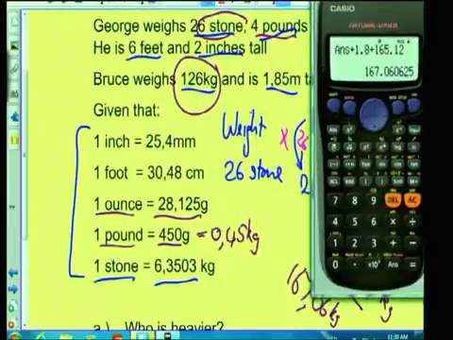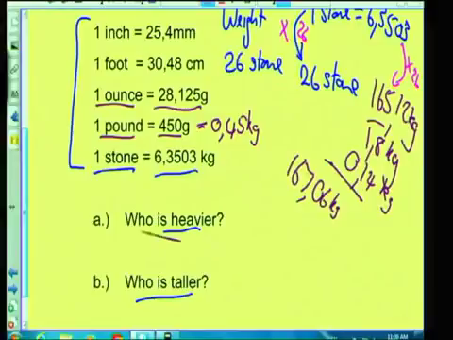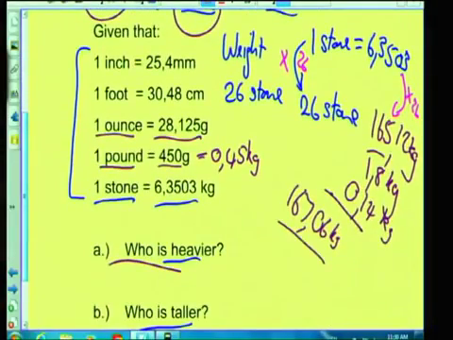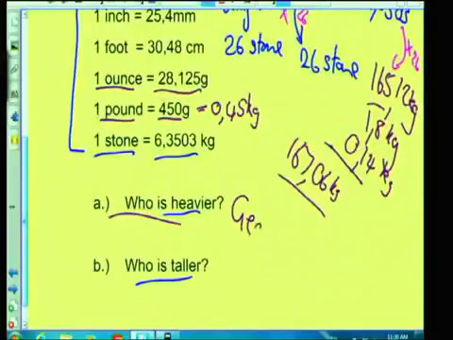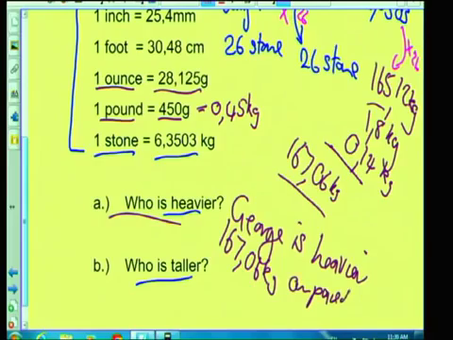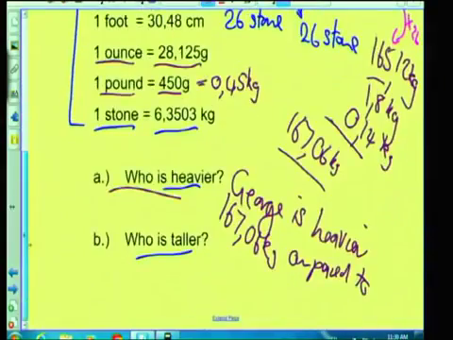Once you've done that calculation, what you must do is answer the question. The question didn't say find the mass of George. It said who's heavier? Is it George or is it Brian? Or Bruce, sorry. Bruce was 126. George is 167. So clearly, George is heavier because his total mass is 167,6 kilograms compared to 126. Quite a big difference in mass.